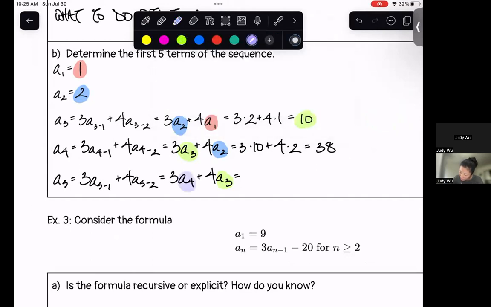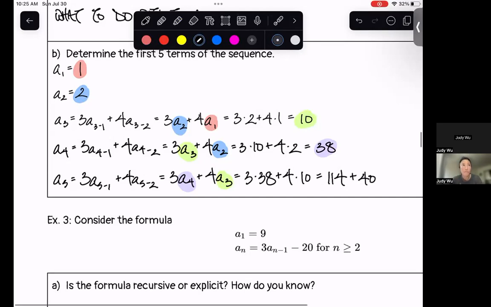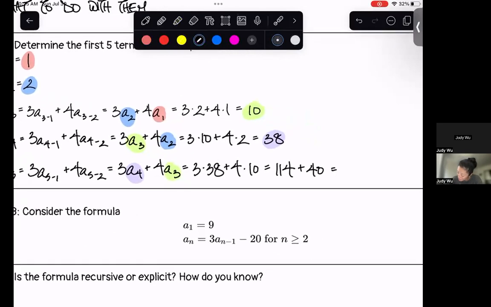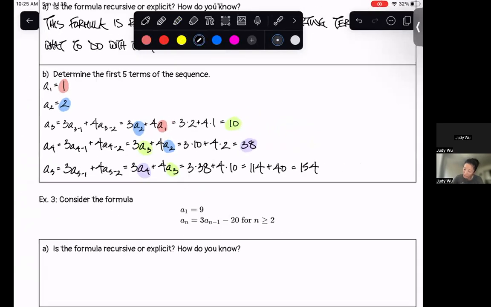Everywhere I see the a sub 4, I can put a 38. So 3 times 38 plus 4 times 10. All right, let's think about this a little bit. So 3 times 38 is 114, plus 4 times 10 is 40. So we add these together, 154. That is my a sub 5.